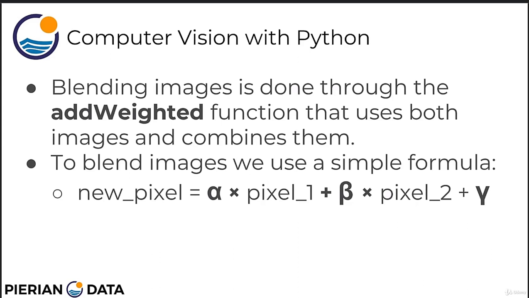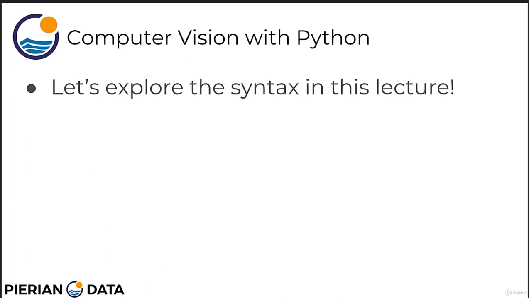If you want pixel 1 from the first image to be more represented, you would just make a higher alpha value. If you want the pixel from the second image to be less represented in the blended version, you would just lower your beta value. So all you need to do is set alpha and beta to your choosing, and you can have image 1 show up stronger in the blended image or image 2 show up stronger. And if you want, you can also add in a gamma value to manipulate the blended image further. Okay, so with that being said, we're going to explore the syntax for OpenCV in this lecture.